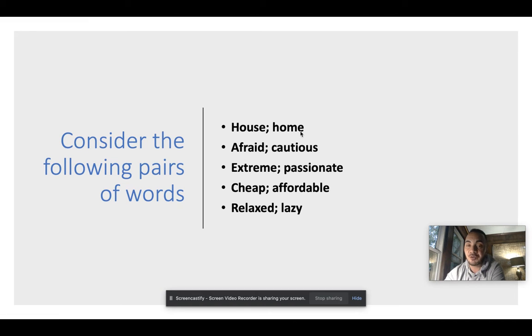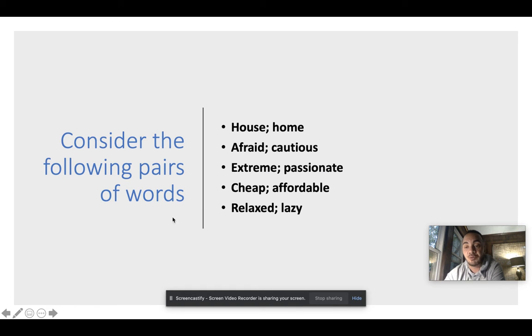Well, I'd much rather be referred to as a cautious person rather than a person who is afraid of everything. Afraid has a more negative connotation or a negative tone, whereas cautious is a little bit more neutral. If someone were to say that I was extreme about my beliefs, that's a little bit more negative than to say I'm passionate about my beliefs. When purchasing a pair of shoes, I want to buy shoes that are affordable, not cheap. Affordable is a more neutral or even positive connotation or tone, whereas cheap has a much more negative tone associated with it. And then finally, relaxed versus lazy. The lazy student has a negative connotation or a negative tone associated with it, whereas the relaxed student has a more neutral or even positive tone associated with it.